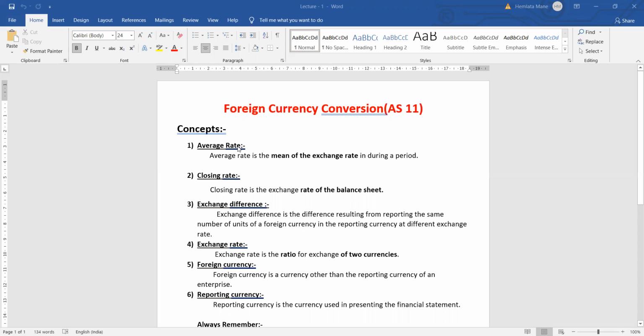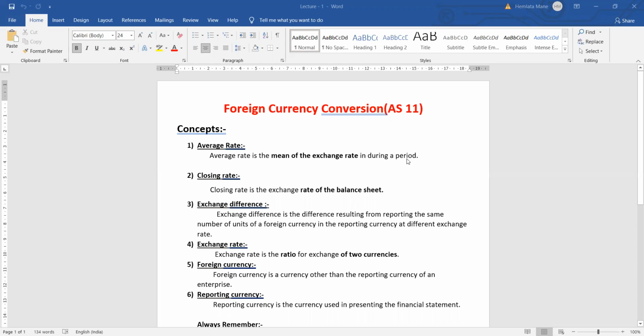First is average rate. Average rate means what? Average rate is the mean of exchange rate during a period. How to calculate the mean? Opening rate plus closing rate divided by 2. Then we will get the average rate.